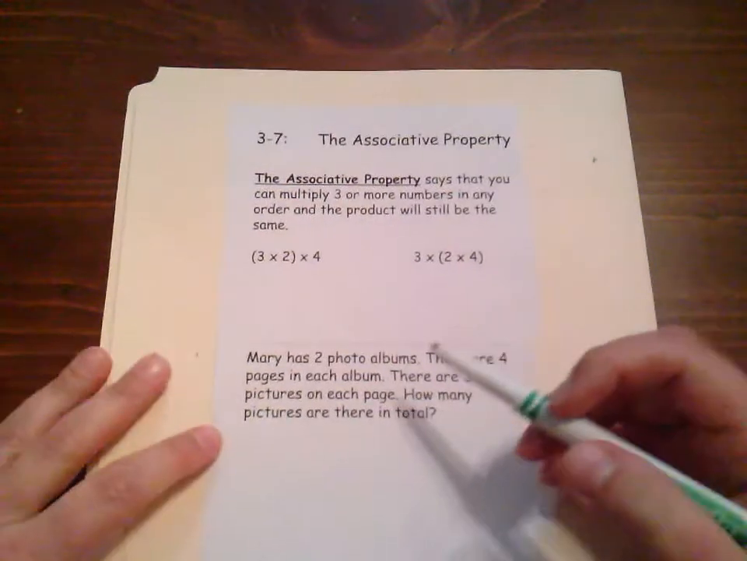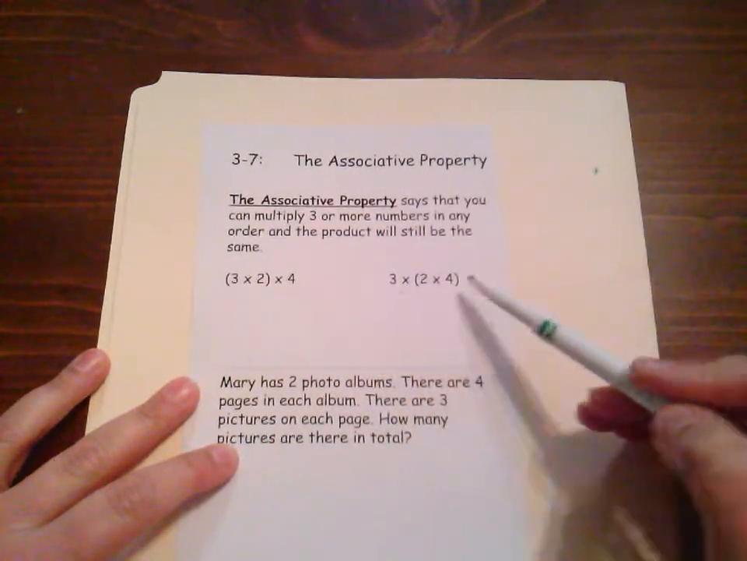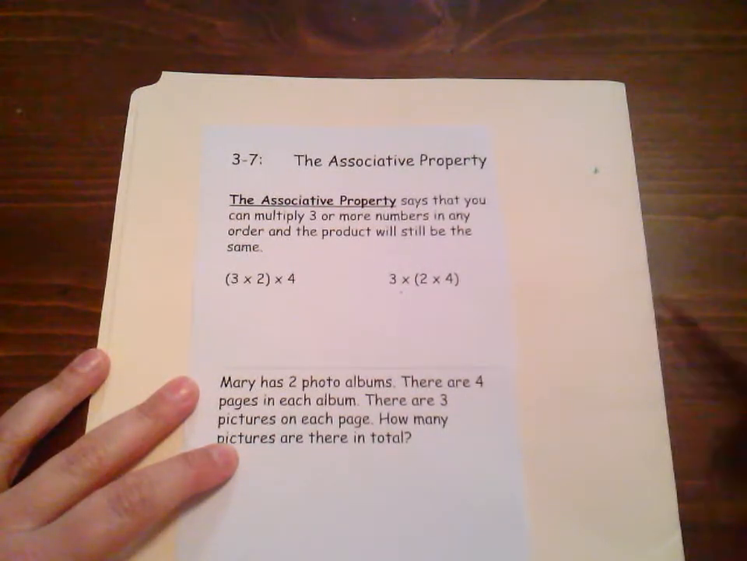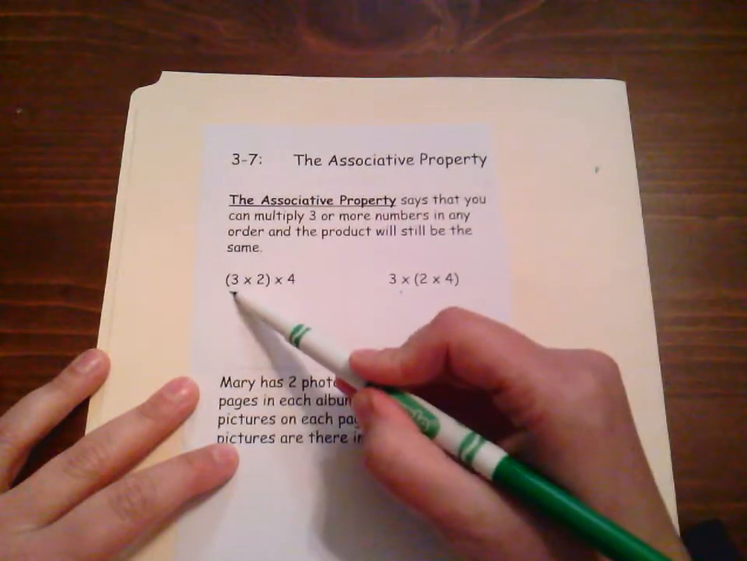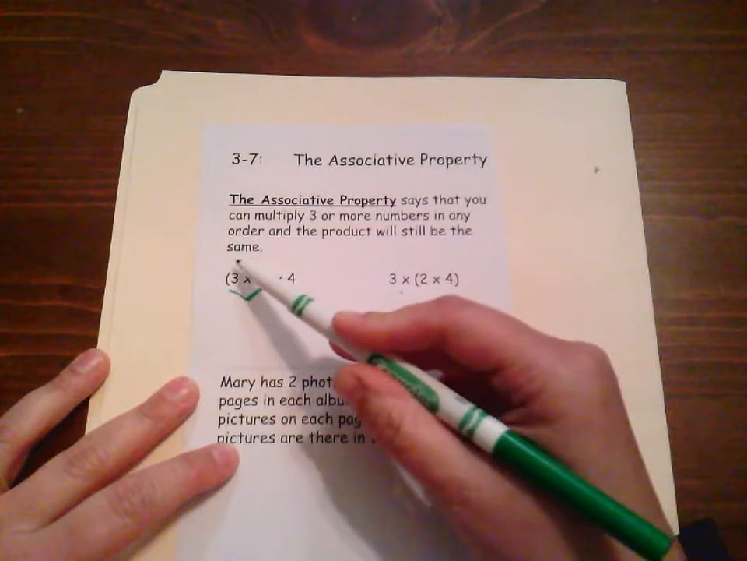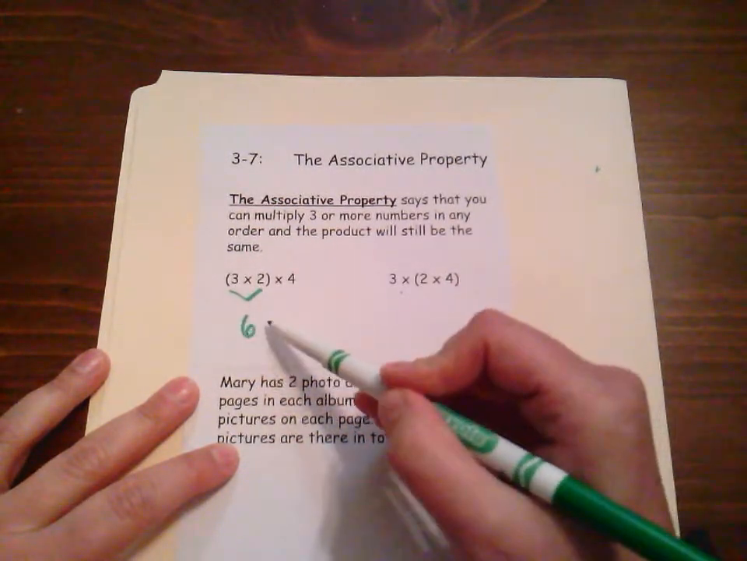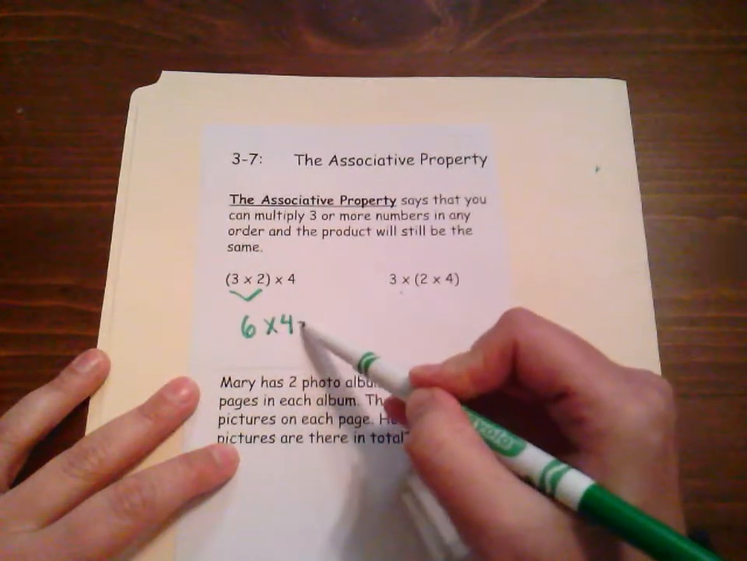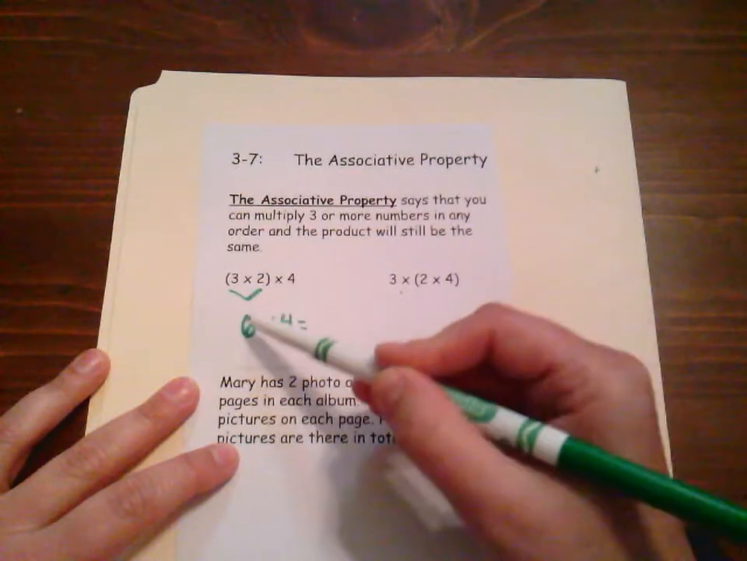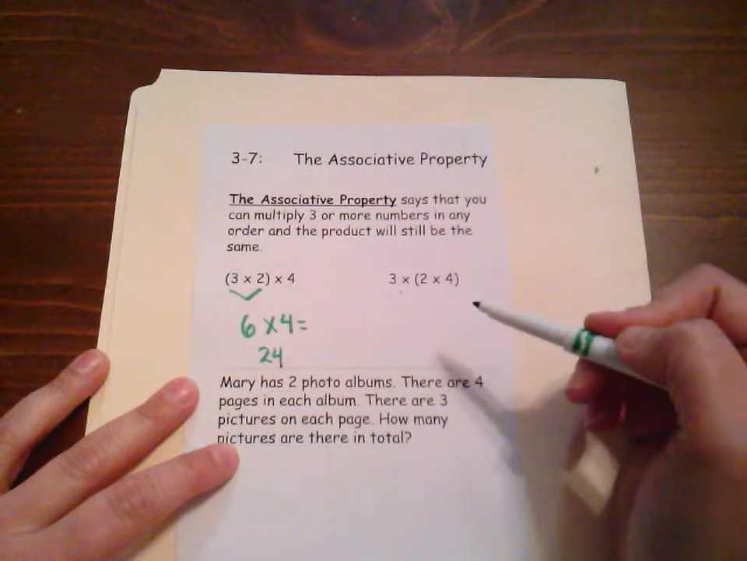Here I have 2 equations and they have the same factors, 3, 2, and 4. In this case, I can multiply them in any order I want and I'll get the same answer. So let's take a look at this one. Here I've got my 3 times my 2 times 4. So the parentheses say do this first. So I'm going to do 3 times 2 first and I get 6. And then I can do 6 times 4 to get my final answer. I'm going to use the 4 strategy of double double. 6 doubled is 12, 12 doubled is 24, so I get a product of 24.